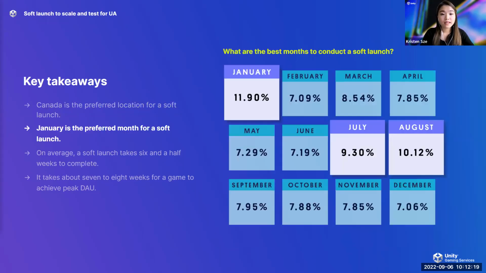In terms of when to soft launch, we found that the most popular month was January, followed by the summertime, which would be July and also August. Over 10% of games have started their soft launch in one of these months.